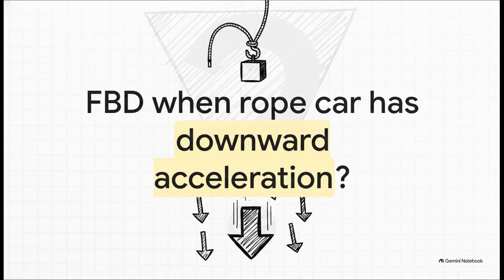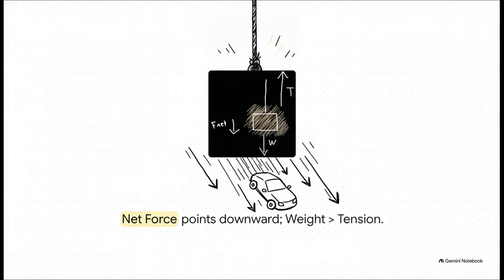Conversely, what if the hoist releases tension way too quickly and the rope car drops into a rapid downward acceleration? How do our vectors respond to that sudden loss of upward pull? In this case, the downward weight vector stays exactly the same, gravity isn't taking a break, but the upward tension vector shrinks. Because weight is now greater than tension, weight minus tension equals mass times downward acceleration. This creates a net force pointing straight to the ground.